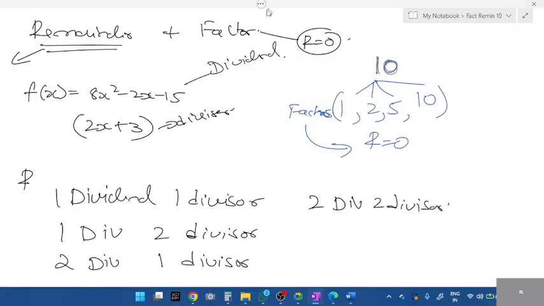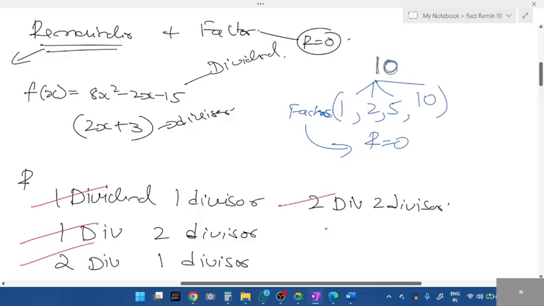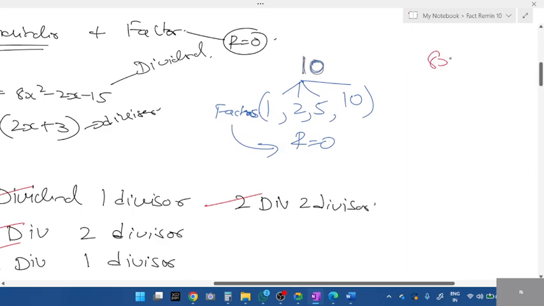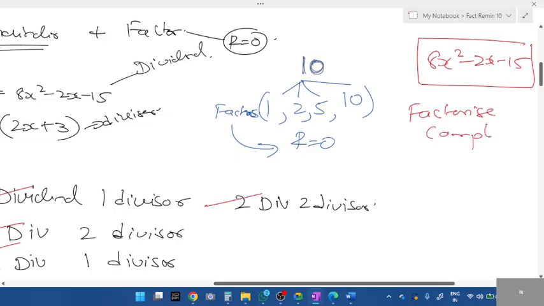When it comes to 3 or 4 marks questions, you'll have questions like this. Along with this, sometimes they won't give a divisor. They'll just give the dividend and tell you to factorize completely: 8x square minus 2x minus 15. They'll give it like this, students. We have to use the trial method. Only this question will be given and they'll tell you to factorize completely.